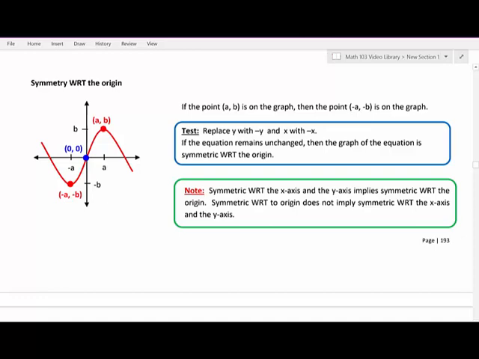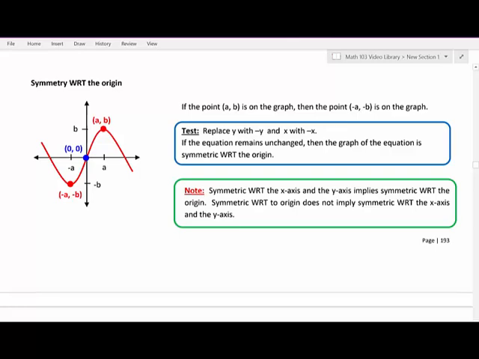So we're going to be doing 3 tests for each equation. I do want to note that if you have symmetry with respect to both the x and the y axis, this implies symmetry with respect to the origin. So as you're doing your 3 tests, if you get yes for both the x-axis and the y-axis, then you automatically know that there's going to be symmetry with respect to the origin without even doing the 3rd test.